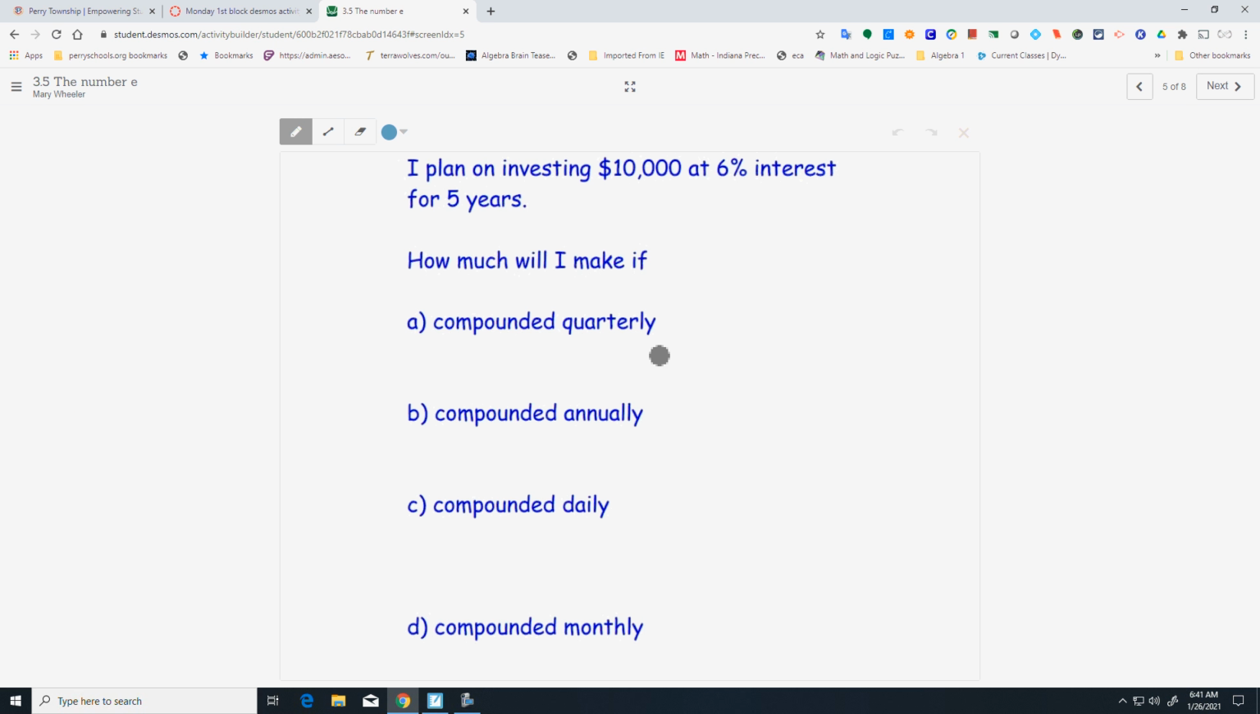Alright, I actually just did those in the previous slide. You can go back and check your answers. All I did was change the n on each one of those and see how it changed.